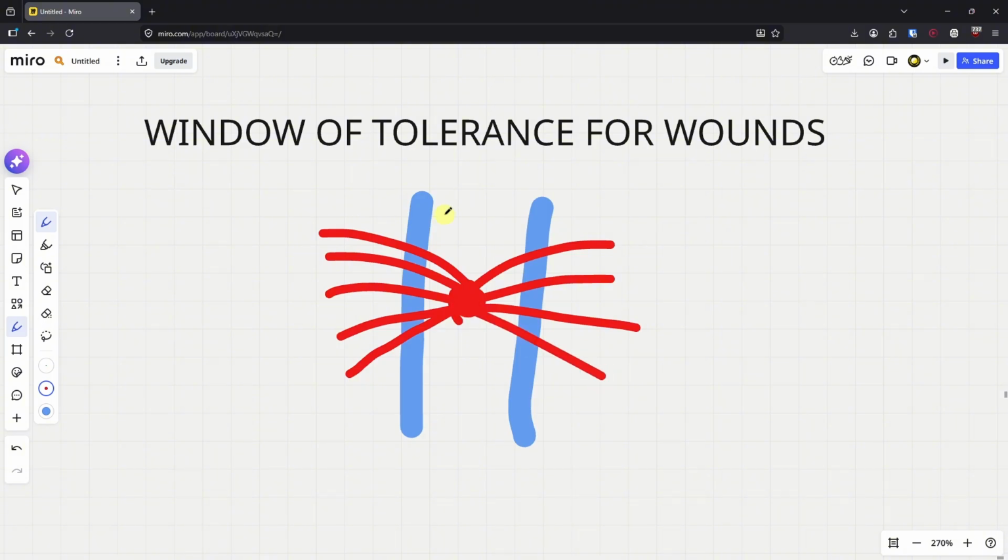So the question is, how can we increase the window of tolerance by ourselves to be able to process the wound that is present inside our own body? And also the second question is, what is the right approach?